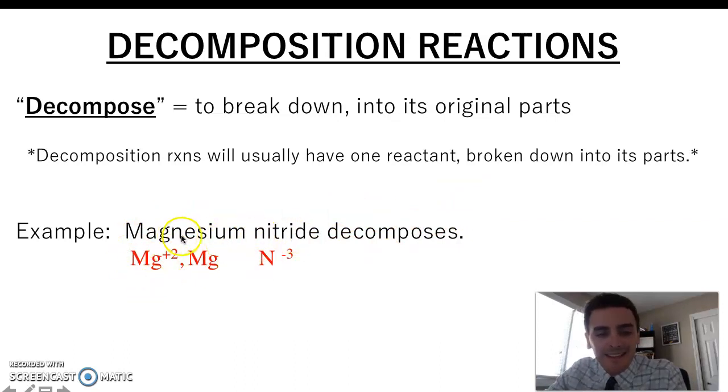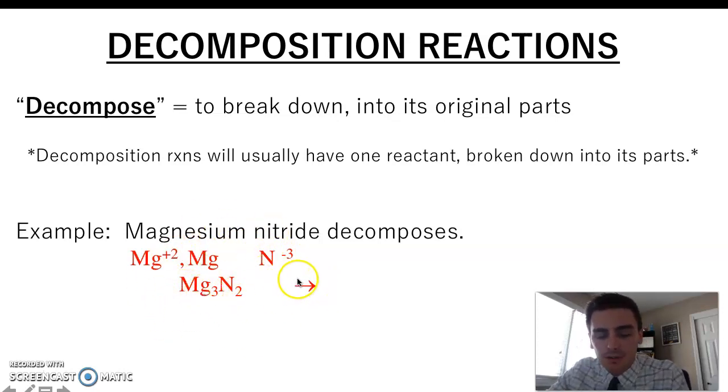I know in this compound it's not just going to be Mg, it has to be Mg plus 2, because that magnesium is part of this compound. Nitride is not one of my polyatomics. It's not ate or ite, it's ide. So what I need to do here is crisscross and realize this 3 has to come down and this 2 has to come down. And here's my magnesium nitride reaction.